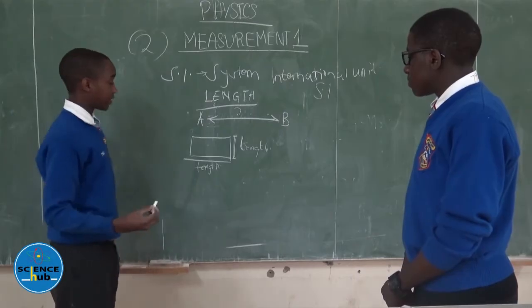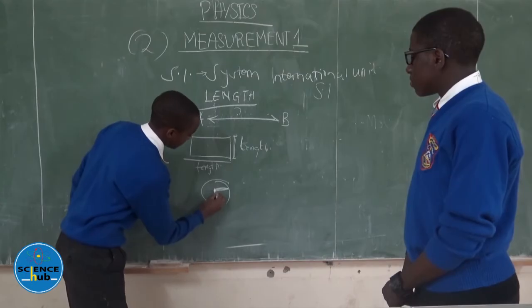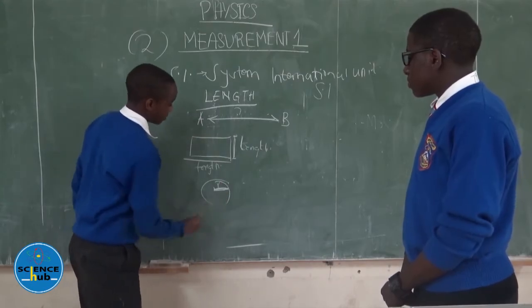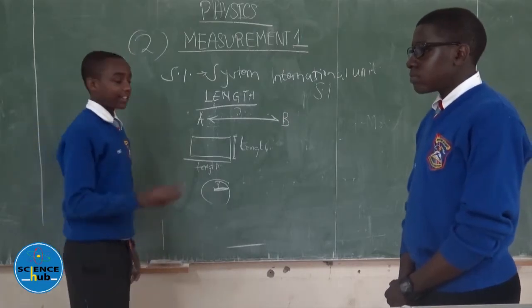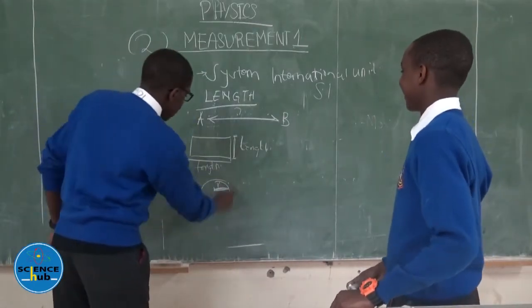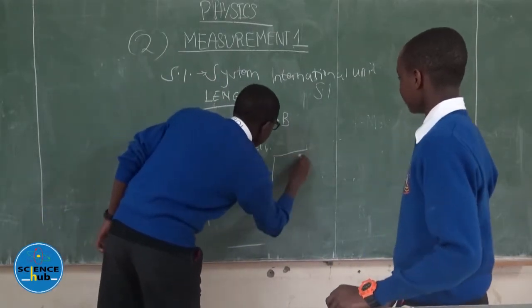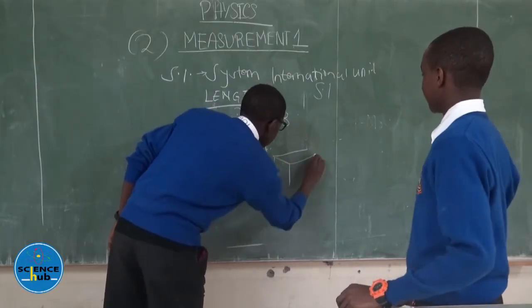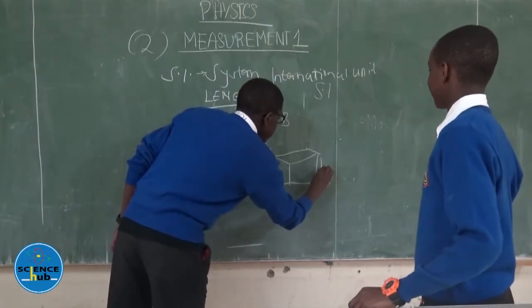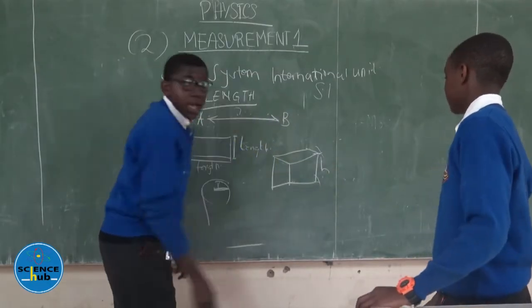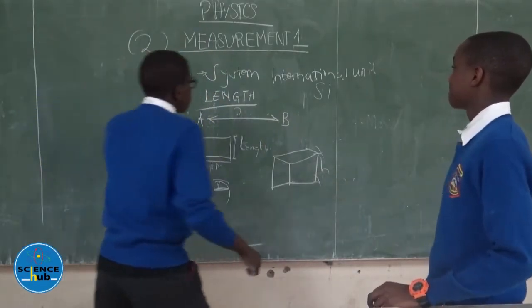Other examples are the radius, from this point to this point, which is a part of the length. As he has explained, we also have width, and we also have height. This here is the height, the distance from here to here. Now, we are going to look at measuring length.